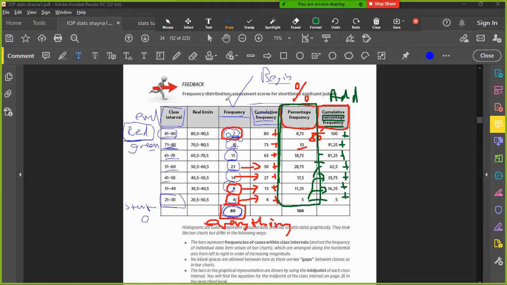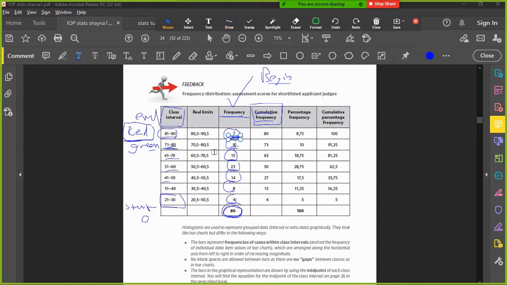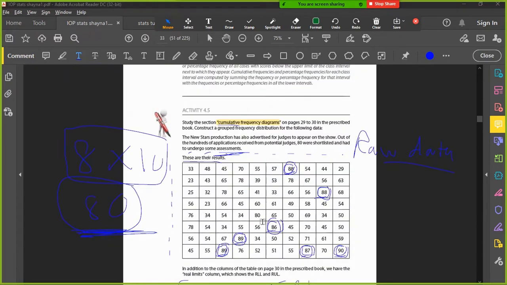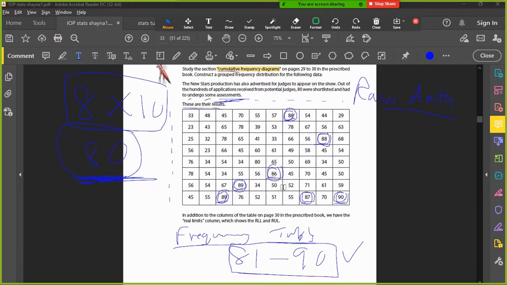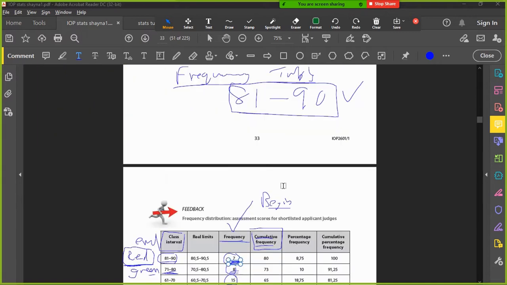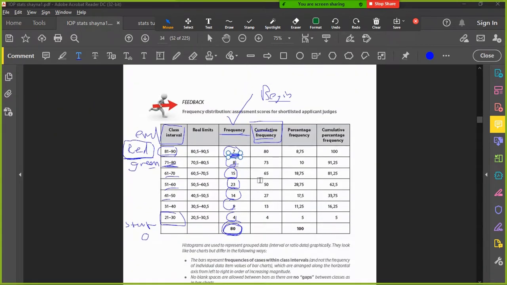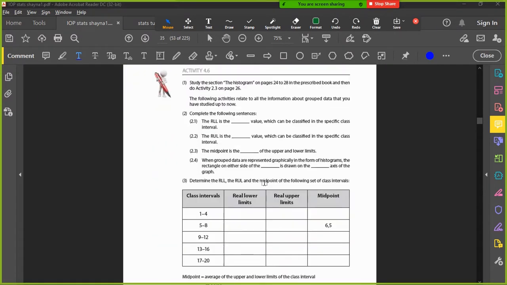Yes, I do. So frequency you can get from the data, yeah. Exactly. Does that make sense? Yes, it does. Are you happy with this activity? Yes, I am. Thank you, that helps a lot. Okay. All right.